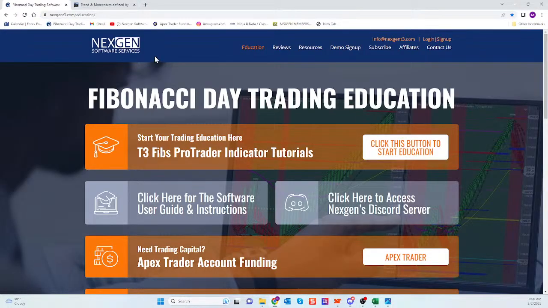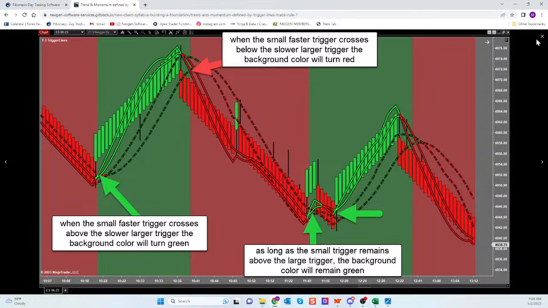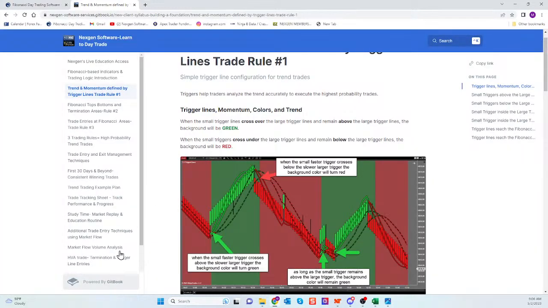And then everything that I talk about, guys, comes from the education page. Everything that I talk about can be found right here in the tutorial section. And when you come to the tutorial section, it's really laid out in a foundational kind of style here.